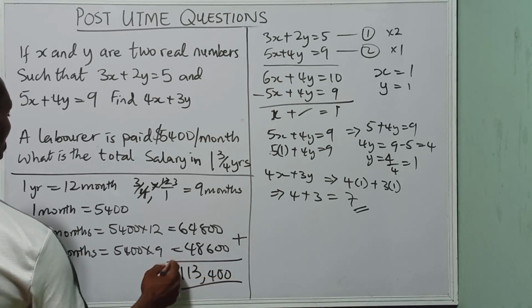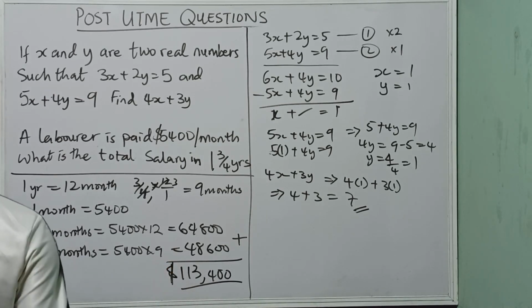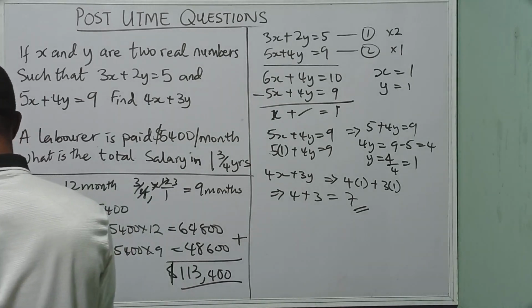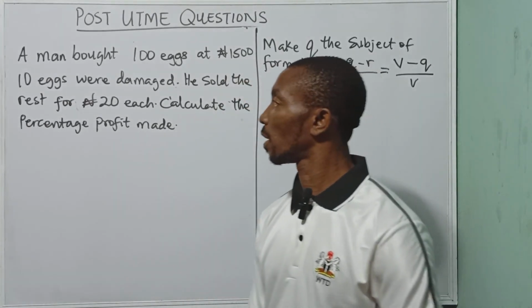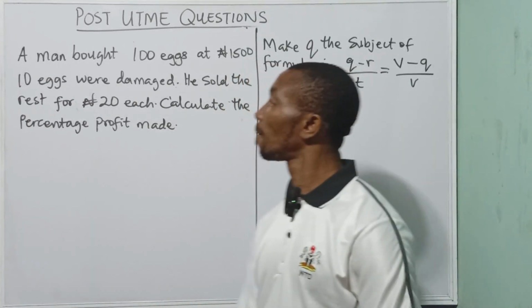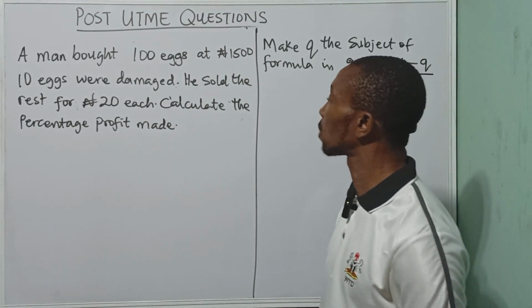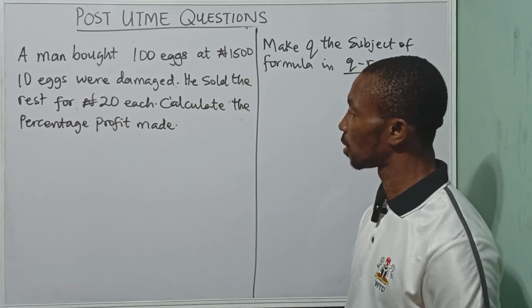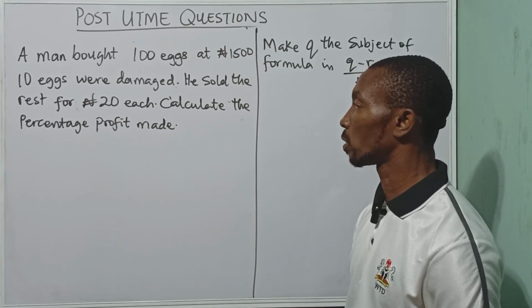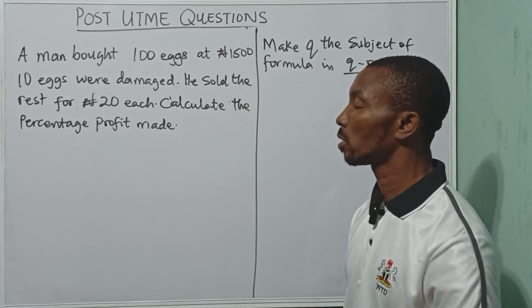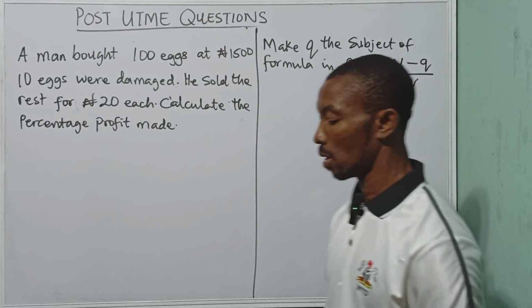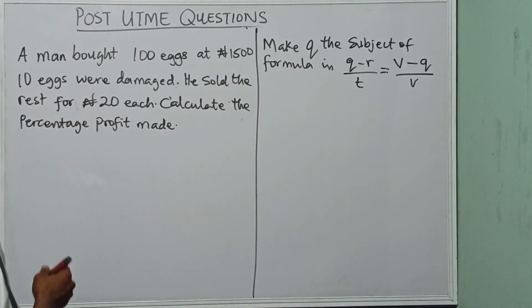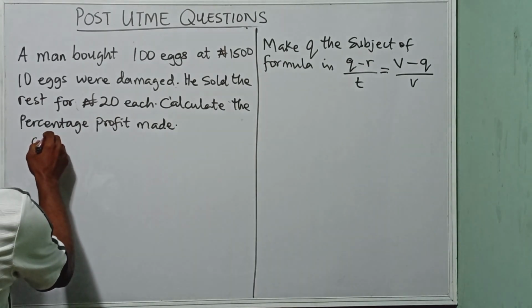103,400. So this is what he makes in 1 3/4 years. Our next set of questions says, a man bought 100 eggs at 1,500 naira. 10 eggs were damaged. He sold the rest for 20 naira each. Calculate the percentage profit. Now, in order to calculate our percentage profit, we'll have to find out his cost price.